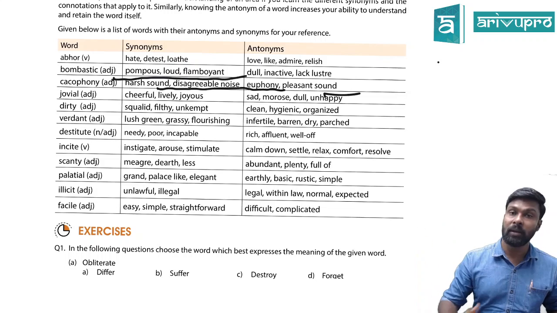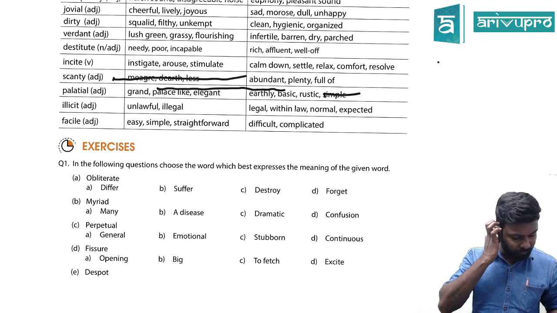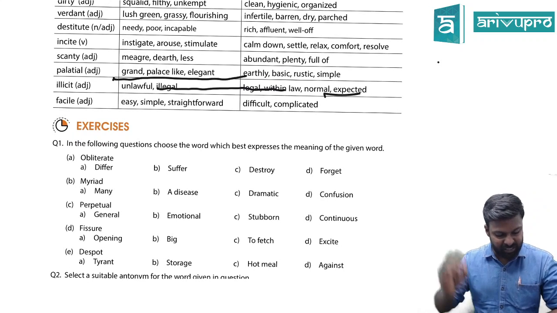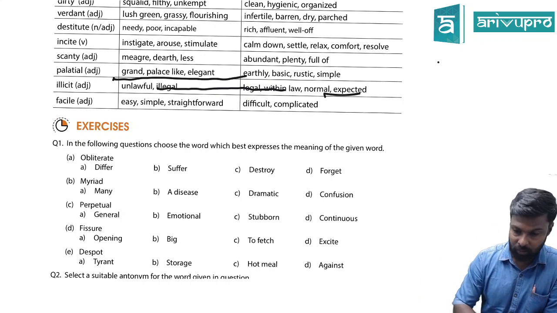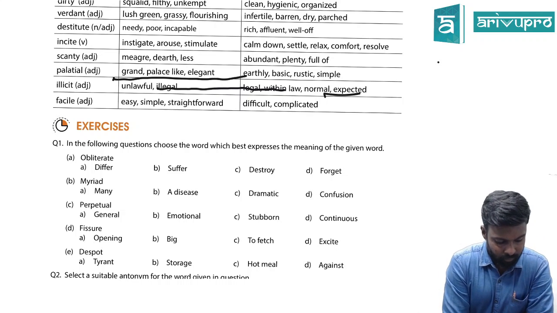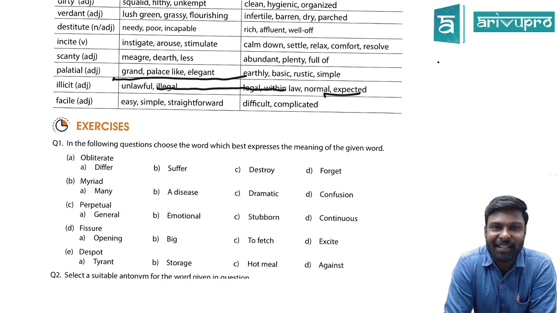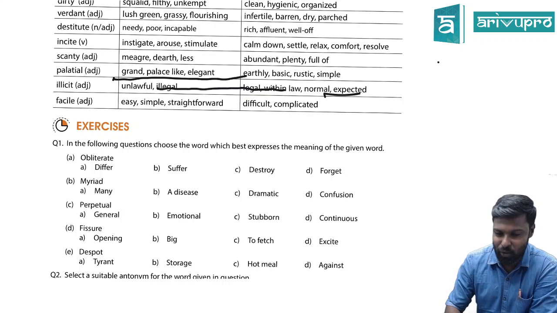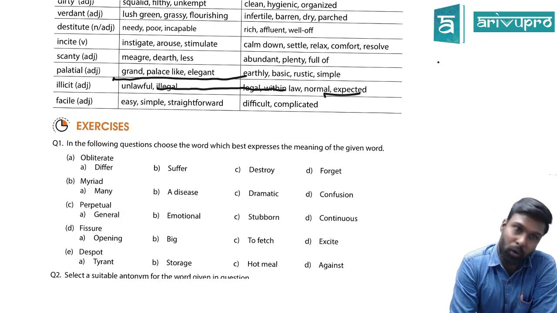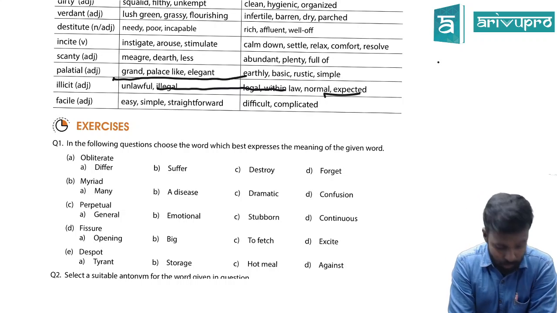So it's for you to do it. And there are so many exercises. Let's see how many of you can solve the first one. In the following questions, choose the word which best expresses the meaning of the given word. Obliterate. What does it mean by obliterate? Have you already seen that? Or is it from your own experience that you are answering the question? You know the meaning of the word. Right, good. Obliterate meaning? Destroy. That's the closest.